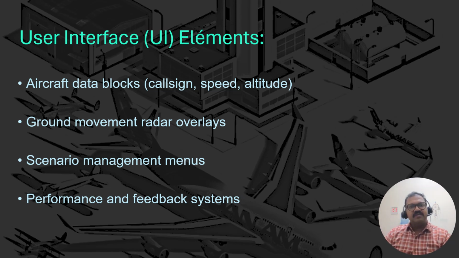Next, user interface elements. The user interface is what the trainee interacts with directly. It includes aircraft data blocks showing speed, altitude, and call signs, along with radar overlays and ground movements. Scenario management menus let instructors adjust traffic or weather instantly, along with performance tools and a feedback system for continuous improvement.